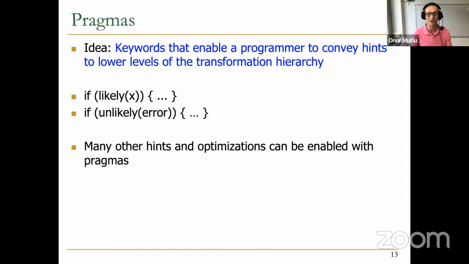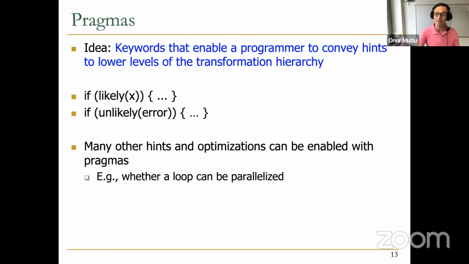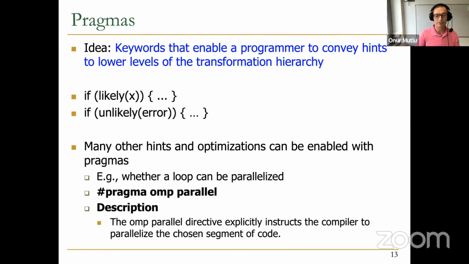I show you one example of a Pragma over here. Whether a loop can be parallelized can also be hinted by the programmer so that the compiler can do more analysis. For example, OpenMP, which is the parallel programming paradigm that's used in many high-performance machines, has this Pragma saying pragma omp parallel. And this is the description from the OpenMP manual. This directive explicitly instructs the compiler to parallelize a chosen segment of code. And this is done by the programmer.